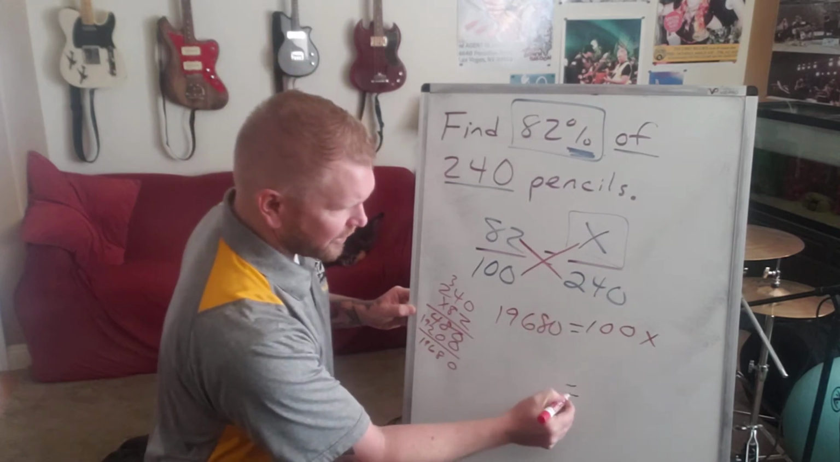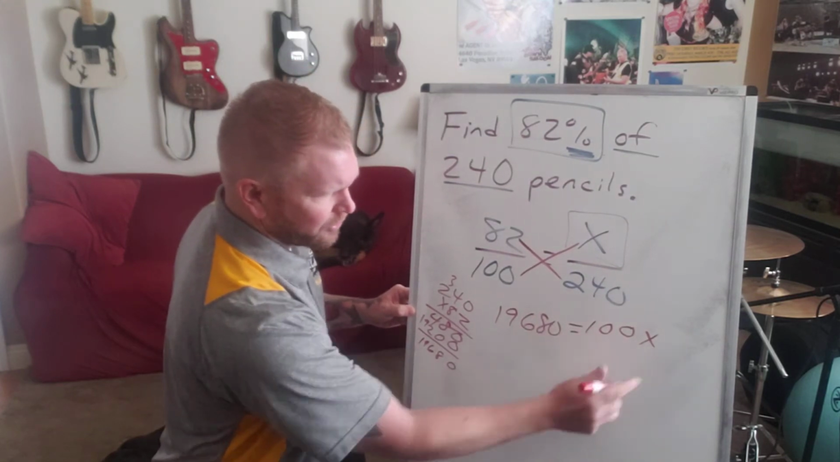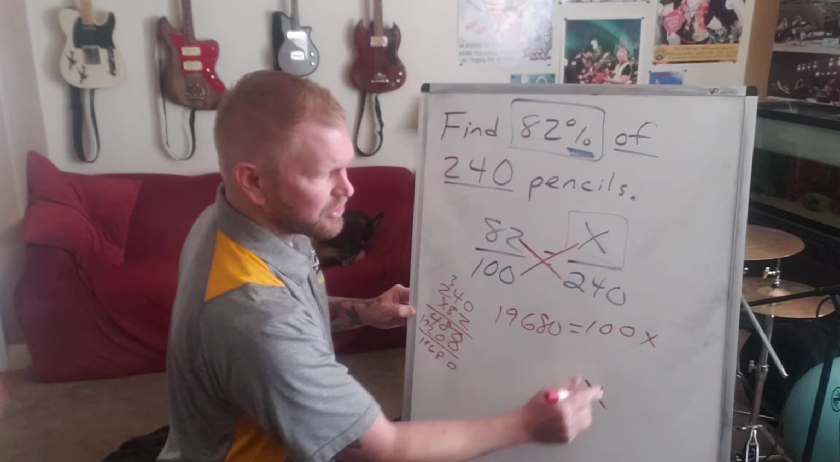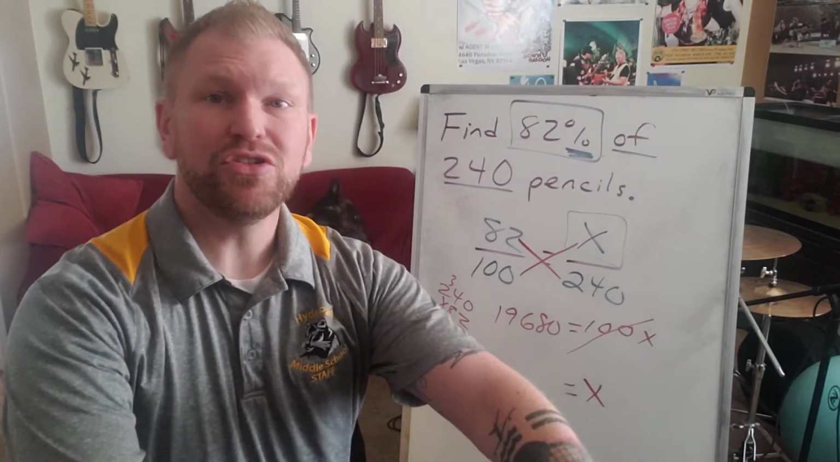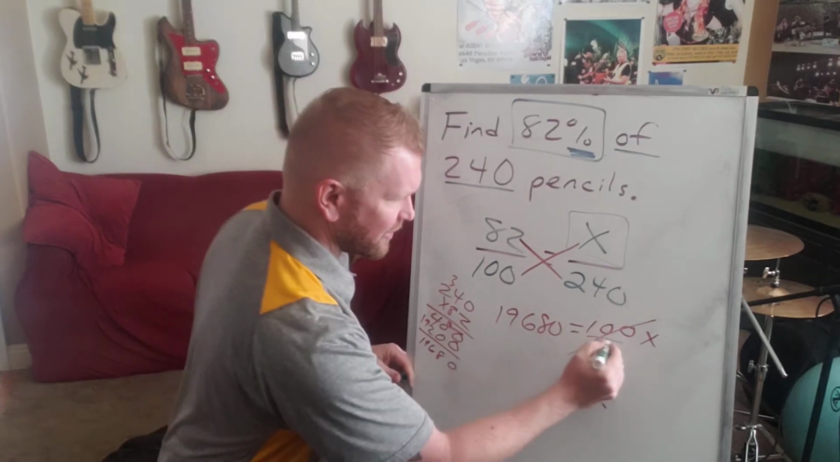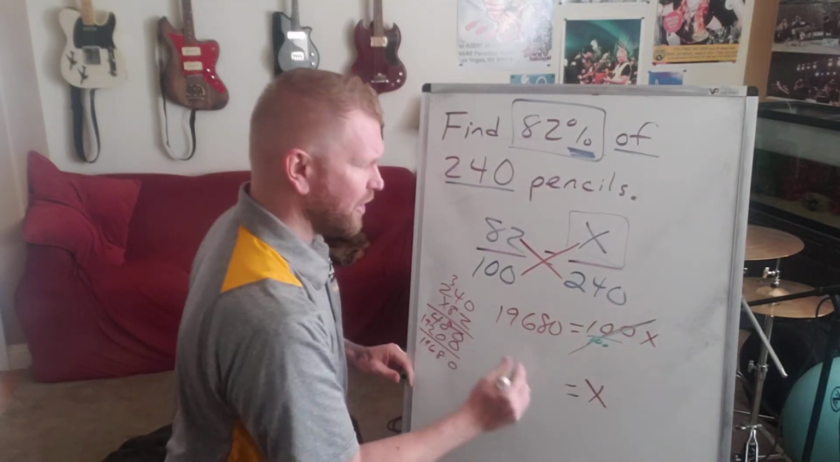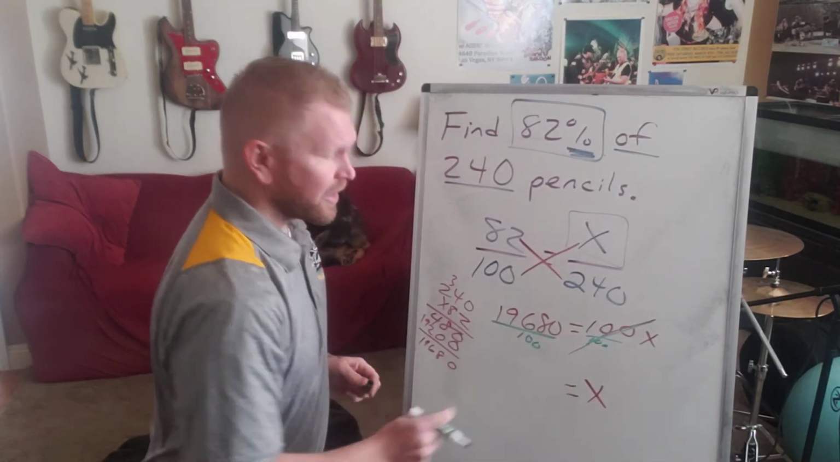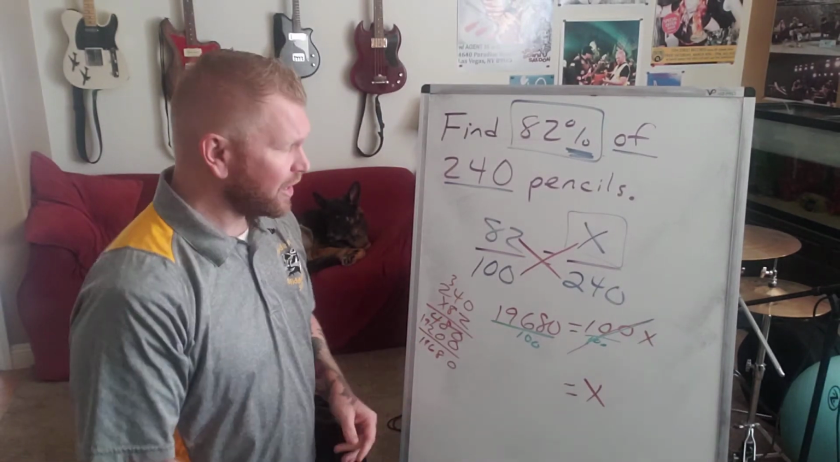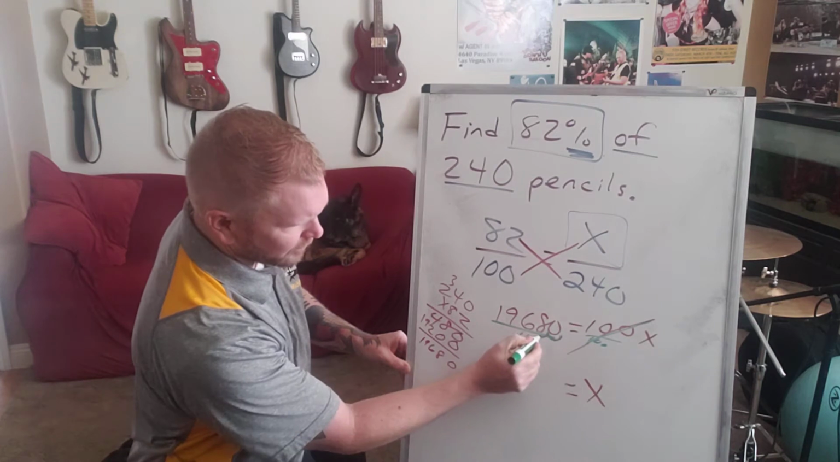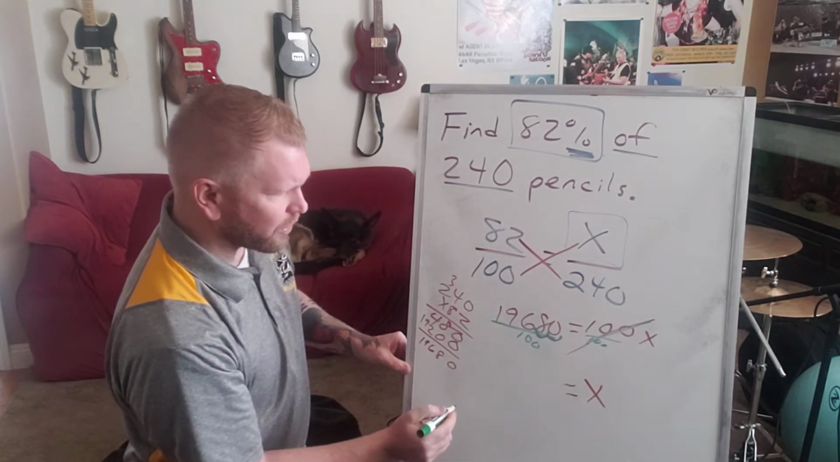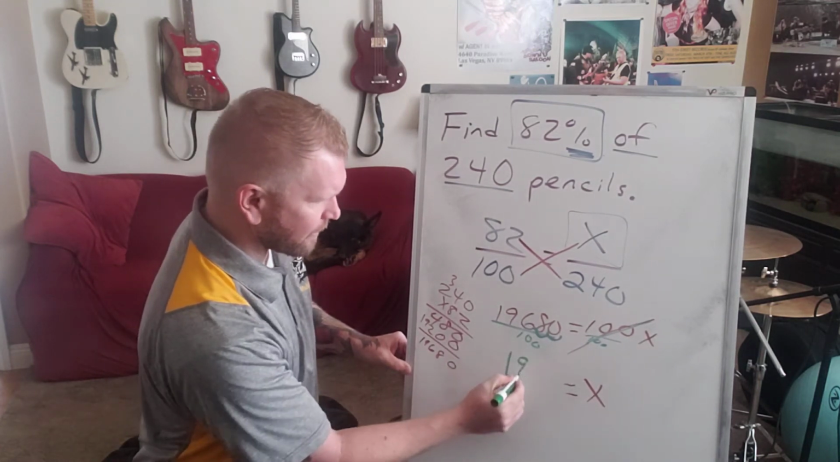Bring down your equal sign. Start on this side because it has the variable. You want to isolate the variable. That means you need to get rid of 100. The way you get rid of multiply by 100 is you divide by 100. Divide this side by 100 so it cancels out, and divide this side by 100. If you want to put that in a calculator, you can. I happen to know that if you take this and divide it by 100, it just moves the decimal to right there. So the answer is going to be 196.8.